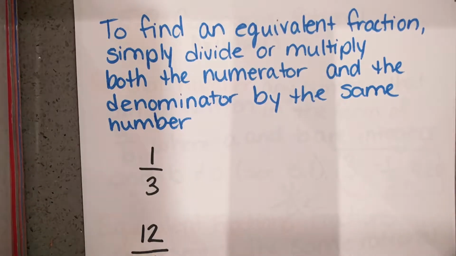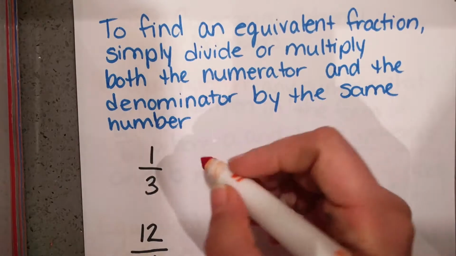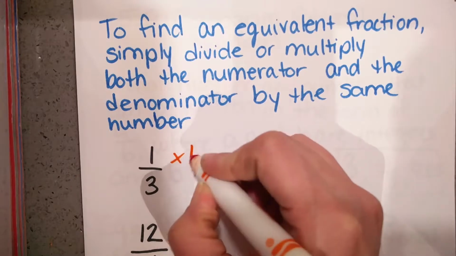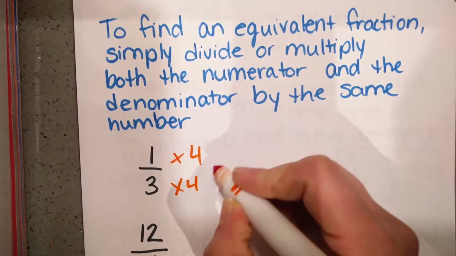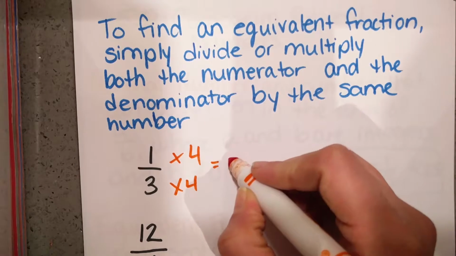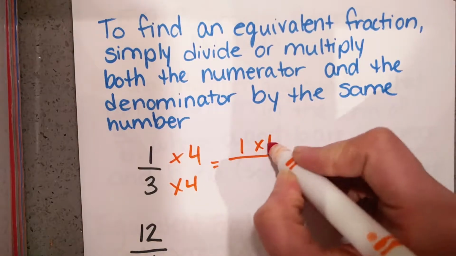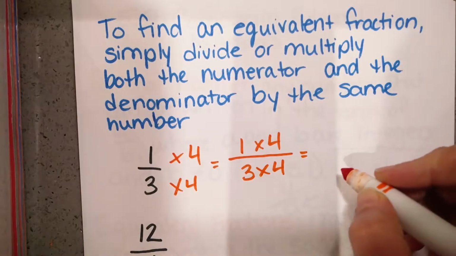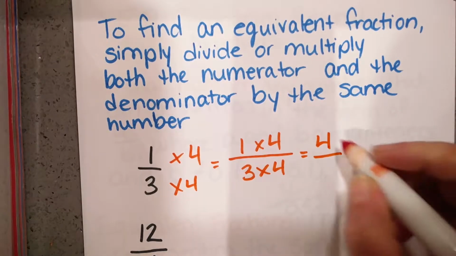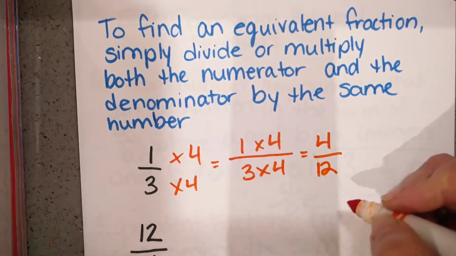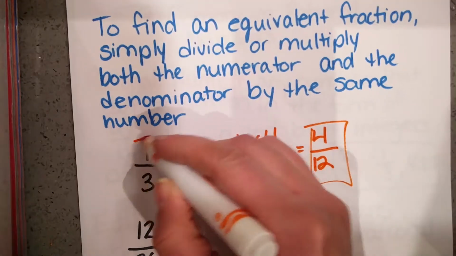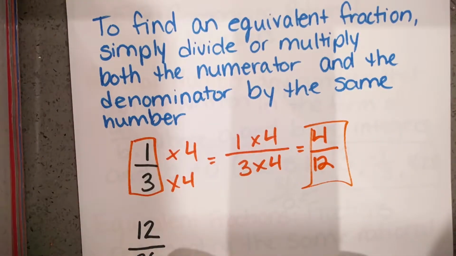So if I want to find an equivalent fraction of 1/3, say I wanted to multiply the top by 4 and the bottom by 4. Well, then essentially what I would get is 1 times 4 over 3 times 4. 1 times 4 is 4. 3 times 4 is 12. So we can say that 4/12 is an equivalent fraction to 1/3. They both represent the same amount.